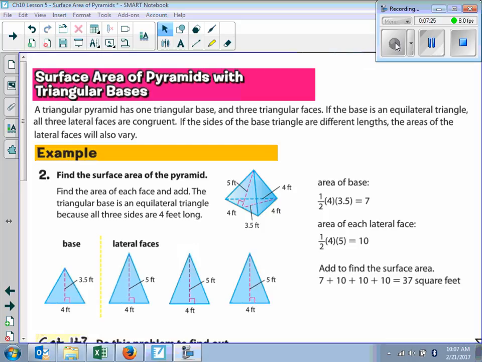All right, so here we have surface area of pyramids with triangular bases. And that's this one right here. Does everybody see that? See, it says all triangles, and there's a triangular base. Got it? All right.